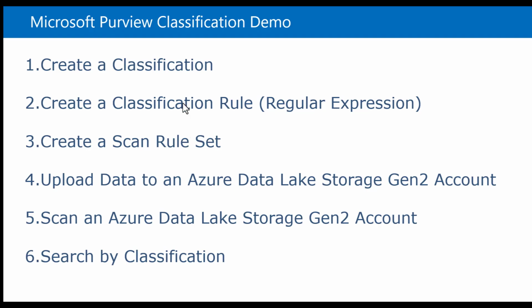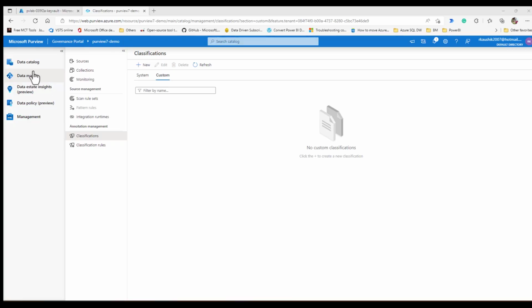And these are the things we are going to learn today: how to create the classification, create a classification rule with the regular expression, create a scan rule set. Then we will upload the data to an Azure Data Lake Storage Gen 2 account, scan the account after classifying it, and then search with that classification. Okay. So first let's create a classification.